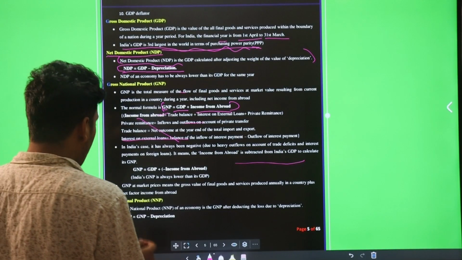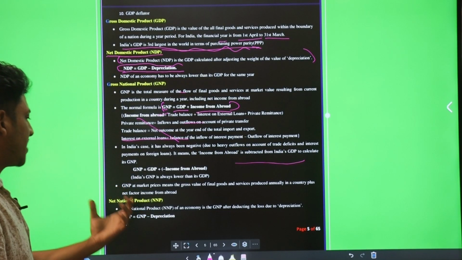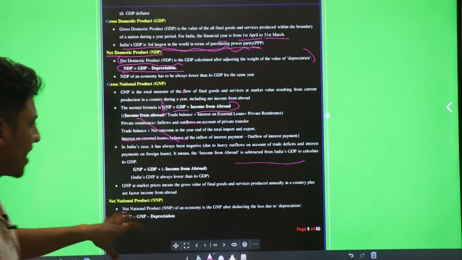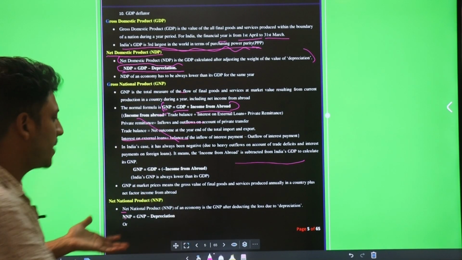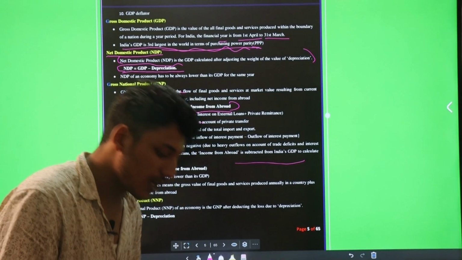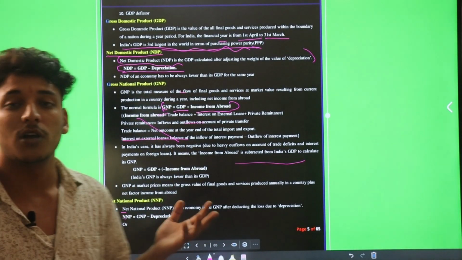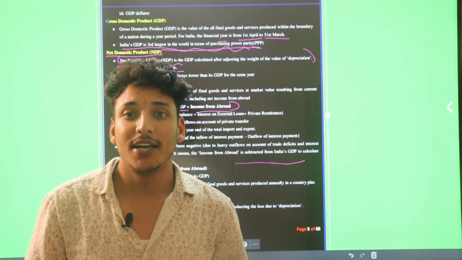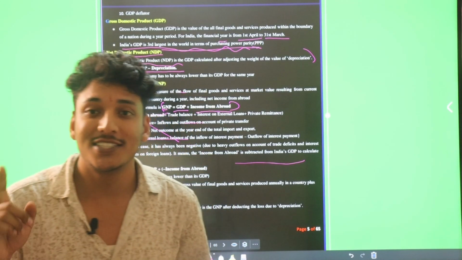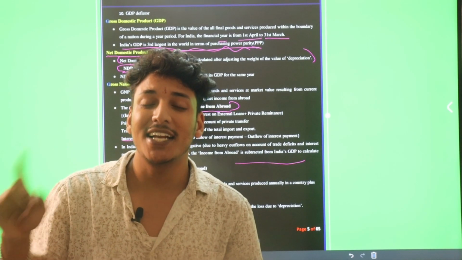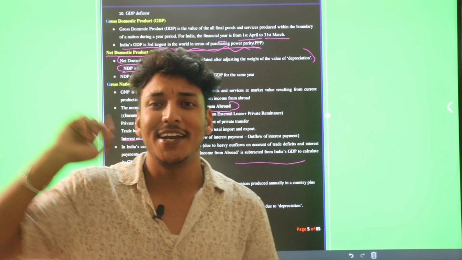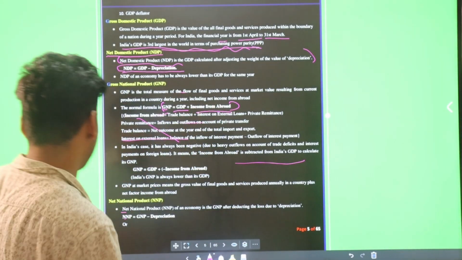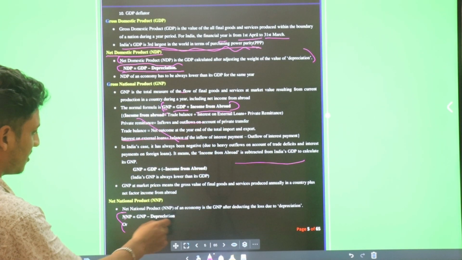Now we will discuss what NNP, net national product, is. Again, you just have to reduce depreciation from gross national product. And what is your gross national product? Gross national product is your GDP plus income from abroad. GDP plus income from abroad minus depreciation equals net national product.